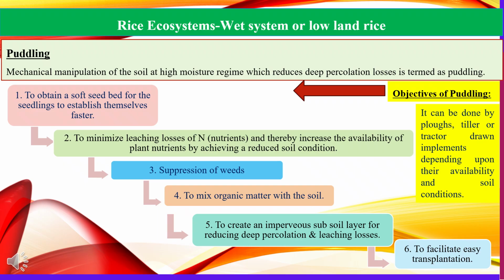Objectives of puddling: reduce percolation losses by forming a compact subsoil layer that holds water. Control weeds by burying them and making conditions unfavorable for germination. Facilitate transplanting by creating a soft bed for easy seedling placement. Improve nutrient availability by reducing leaching losses. Enhance root establishment through better soil-water contact. Implements used: puddling can be performed using animal-drawn plows, power tillers, or tractor-drawn implements, depending on equipment availability and soil type.